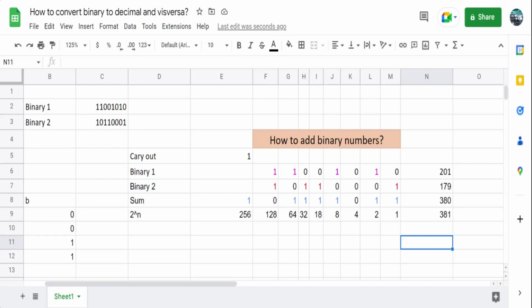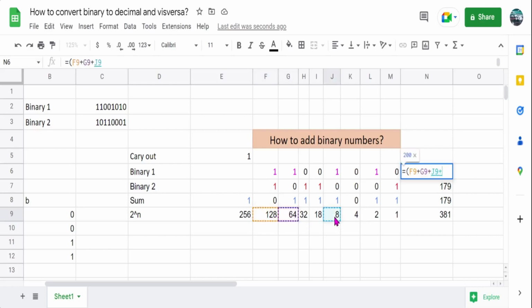So, there is an error. Let me check the addition. The first task here is to sum up a value that is equal to this plus this plus this plus this one. That's my error. So the second number is 178 and the sum is 381. Correct.